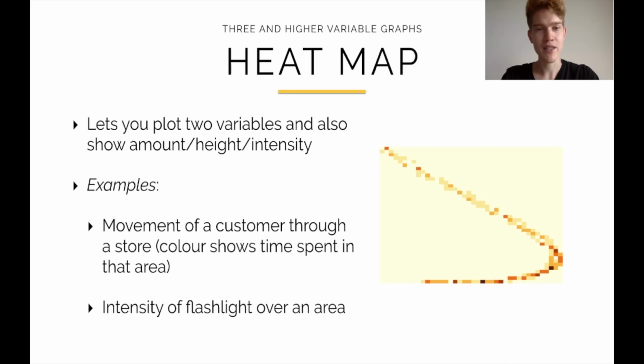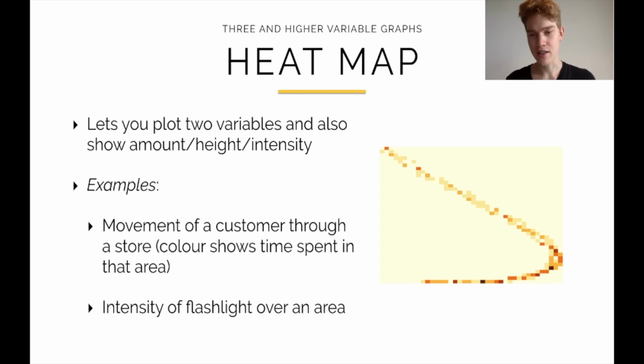Now, what heat maps allow us to do is plot 2 variables against each other in the x and the y, and they allow us to show an intensity or a size or something like that in the z direction, or towards us. An example of this, which is what I've tried to illustrate on the right, is a customer moving through a store. We can track the path of the customer in the x and y direction of the store, so we can get this bird's eye view and see where they move to.